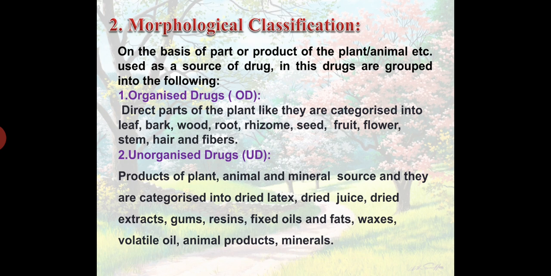in which drugs are classified on the basis of part or product of the drug source. So if we are talking about part, we call them organized drugs, as its name indicates. Organized means a particular organ is used which may have a particular shape or structure, like leaf, bark, fruit, root. Likewise, products of plant, animal and mineral source are called unorganized drugs. For example, dried latex, dried extracts, gums.